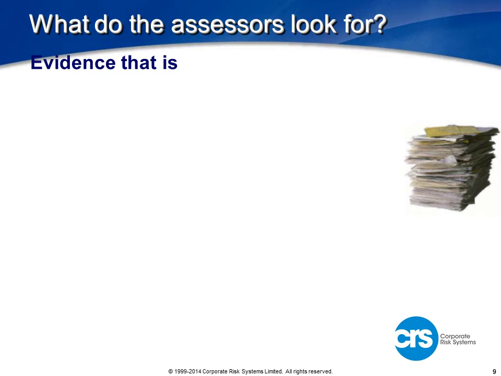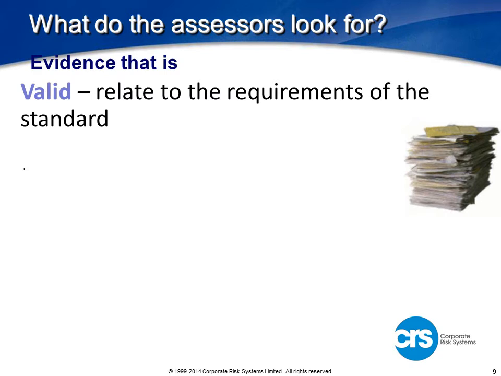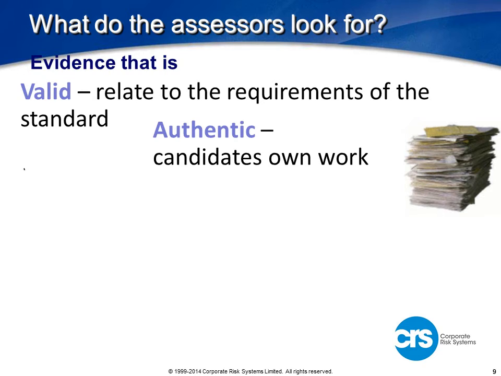What do assessors look for in your evidence? Essentially, this can be broken down into 4 key areas. First of all, that the evidence is valid for the actual assessment criteria for which it is being presented. The first of these is that the evidence actually relates to the required standard. If it relates specifically to identifying hazards and controls, then it must cover this particular topic. The second part is that it should be authentic, that it should be the candidate's own work and not that of others.